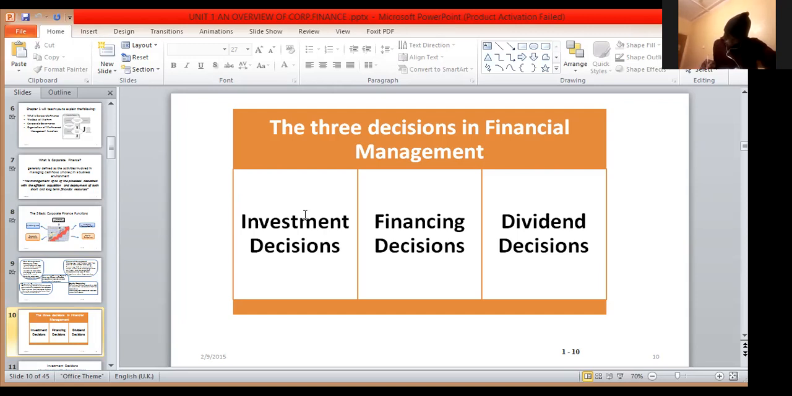If we are to borrow, what are the costs of borrowing money from the bank? If we are going to offload shares on the stock exchange, what are the costs that are involved? Then you are going to make a financing decision.